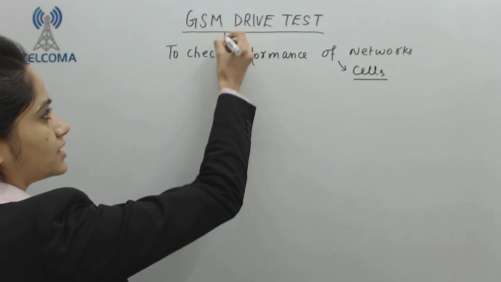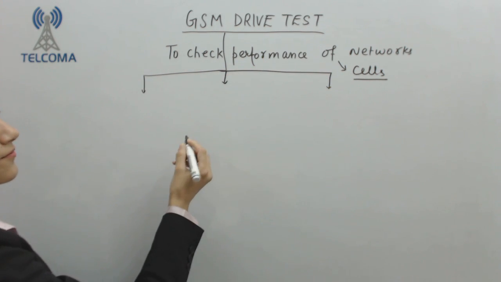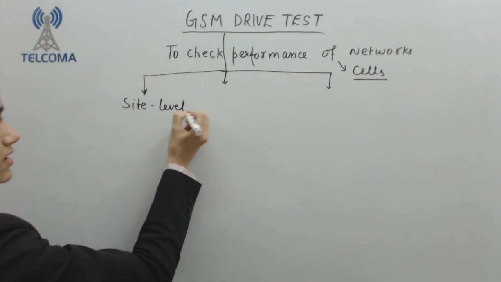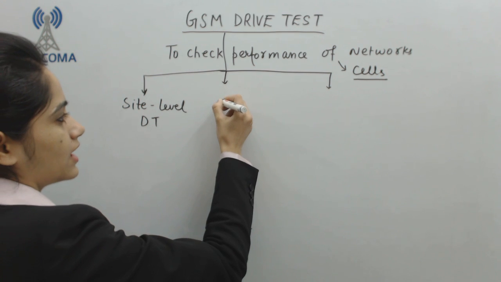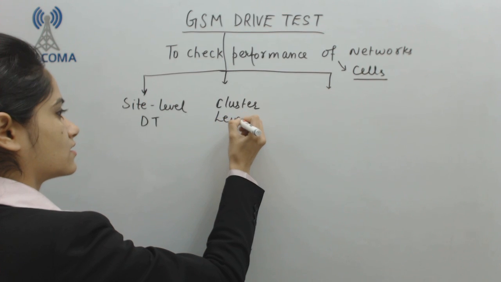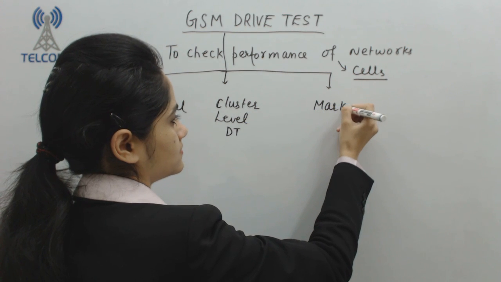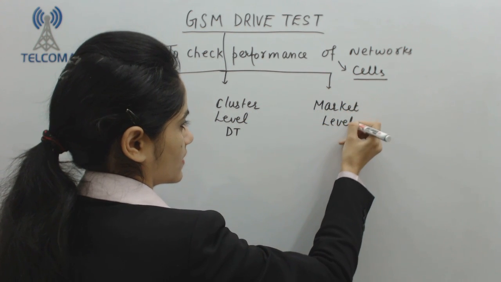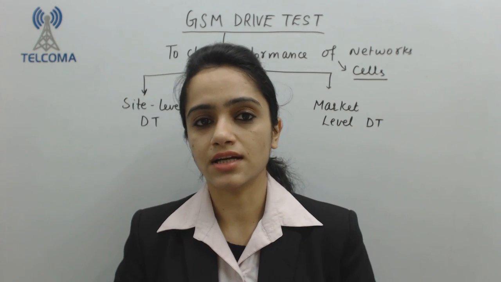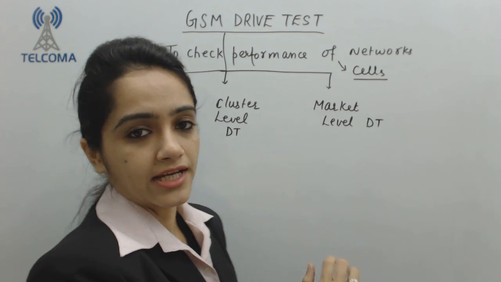So coming on to drive test, we have mainly three types of drive test. First one is site level drive test. Then we have cluster level drive test. And then we have market level drive test. So we have divided our drive test into three categories. The very first is site level, then cluster level and market level.